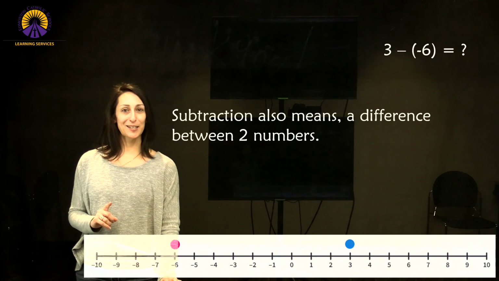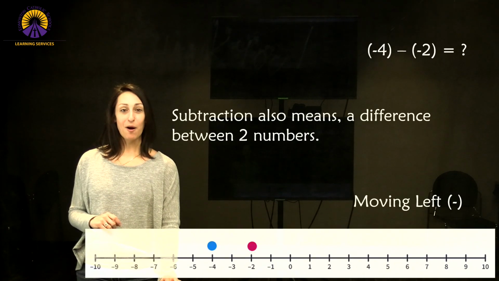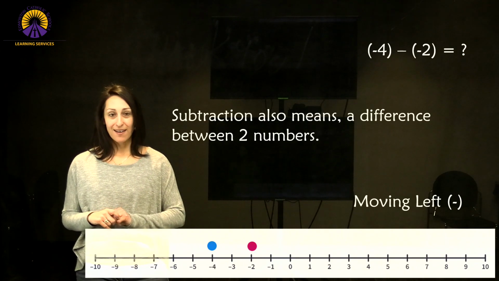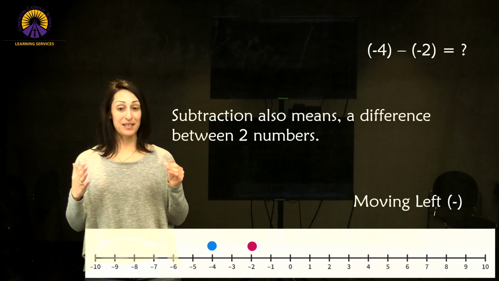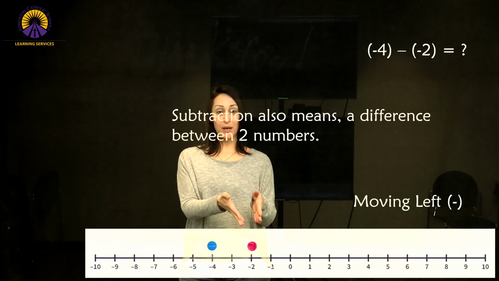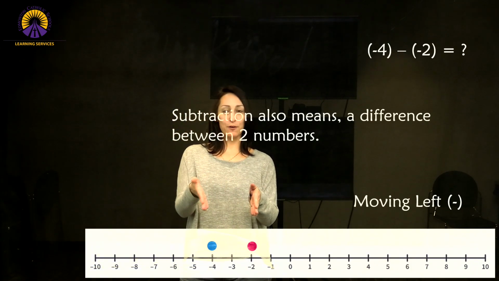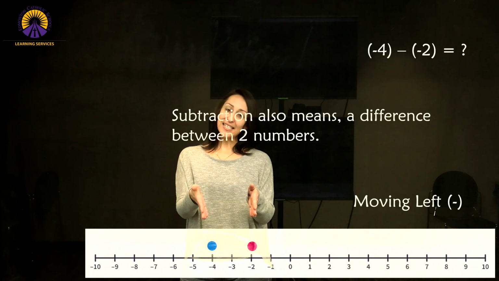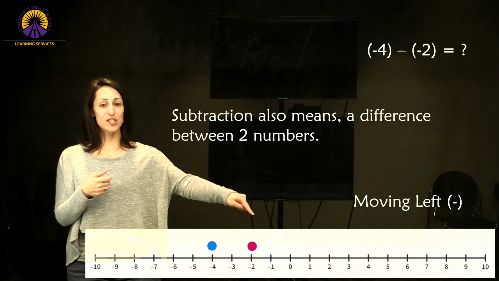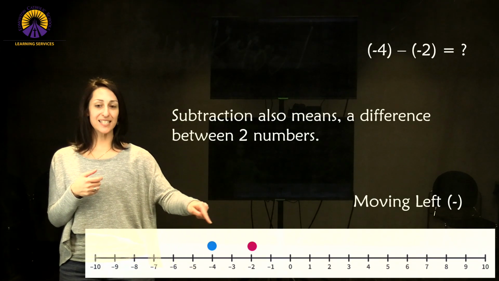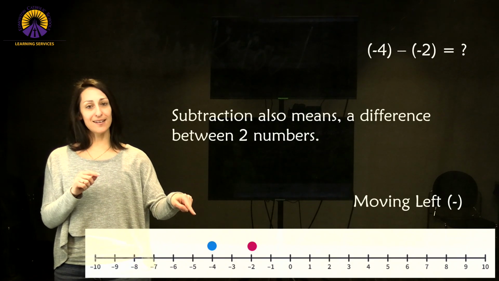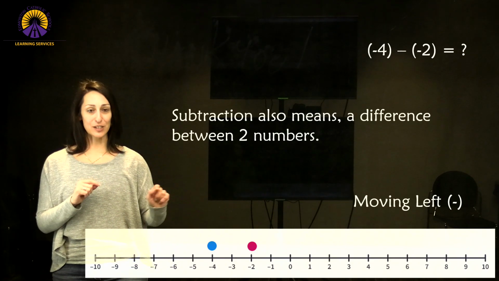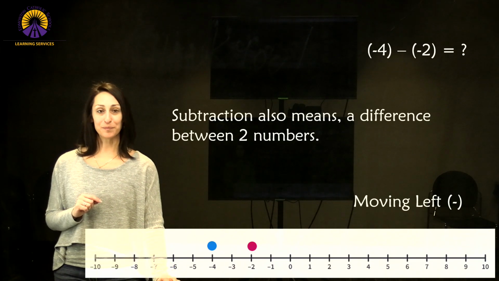Interesting. Let's take it a little bit further and see what happens. What if I have a negative 4 and I'm going to take away a negative 2? Well, my thinking is going to be the same. I'm going to start at that negative 2, and I'm going to think, how do I get to that negative 4? And when I look at it, I can see that there's a difference of 2. But in this case, what's very interesting is that when I started at the negative 2, in order to get to the negative 4, I had to move left. And if I move left, then I know that that's a negative direction. And so my answer is going to actually be negative 2.